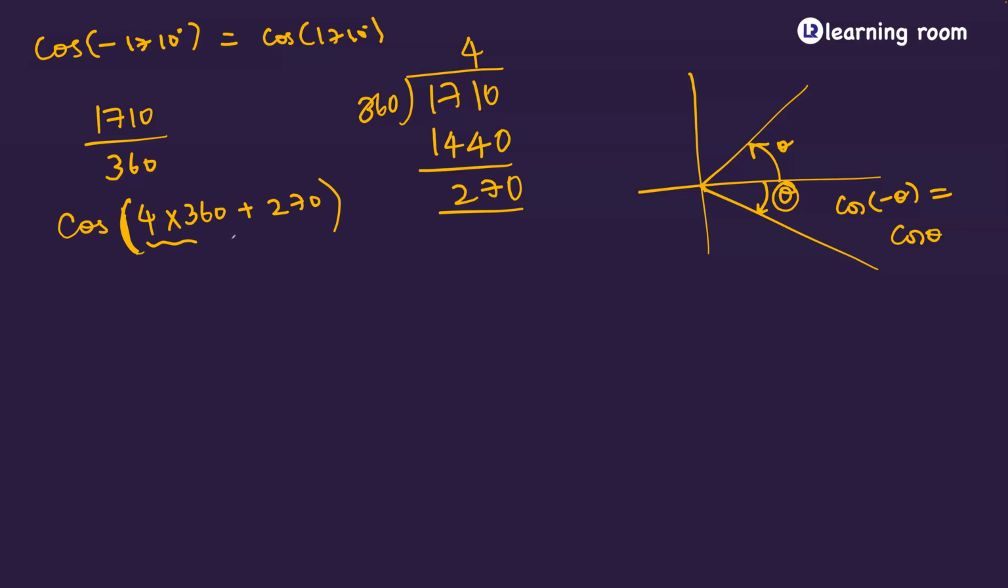So cos of 4 into 360 means, where am I going? 4 times I have completed full rotations, plus 270. So at the end of the fourth rotation I'm here, then 270, I'm coming and landing here. So exactly in the third quadrant. So this value, what can I write it as?